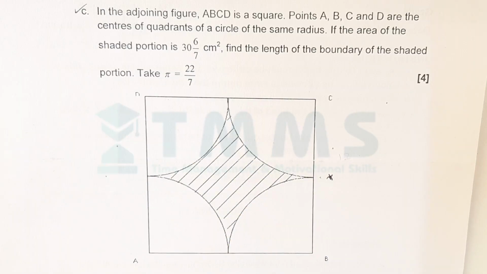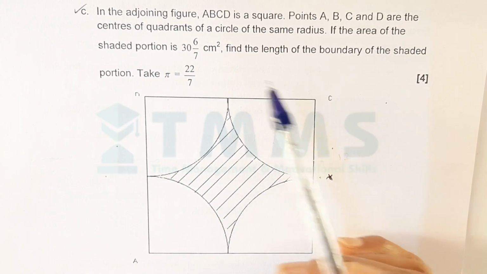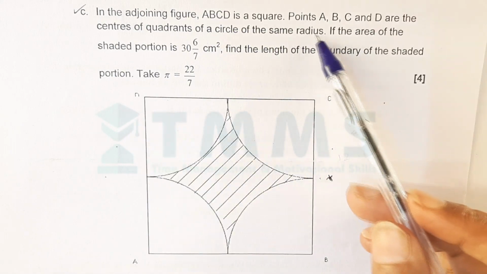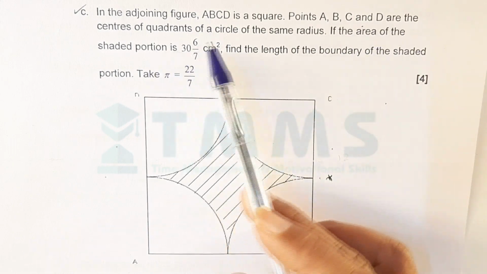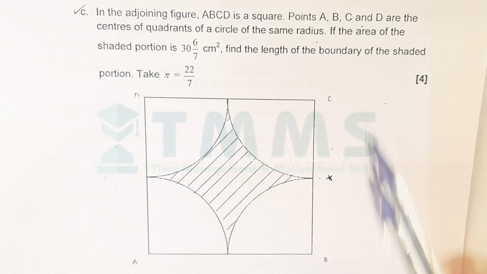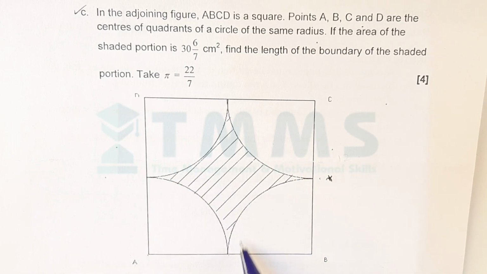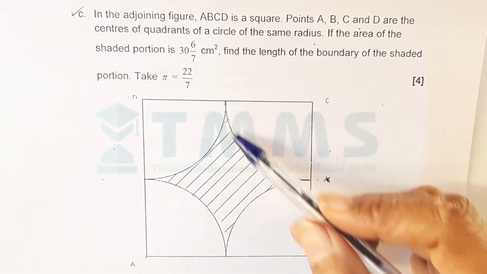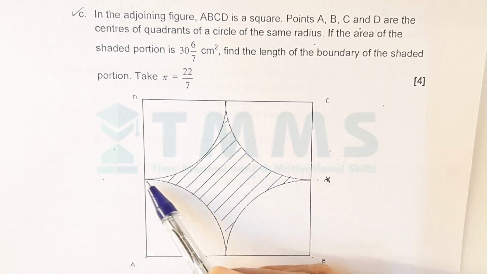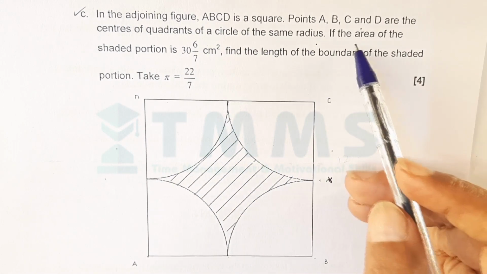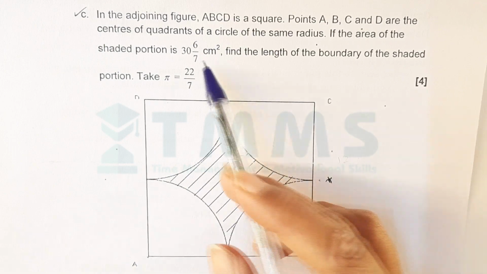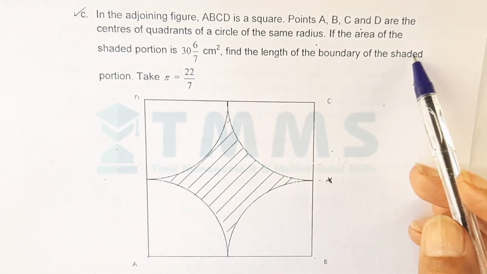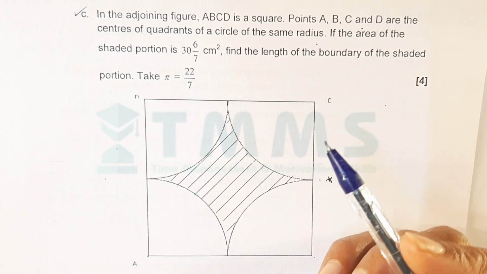Let's look at question number 4, which again I have taken from another paper. In the adjoining figure, ABCD is a square. Can you see this? ABCD is a square. And points A, B, C, D are the centers of the quadrants of circles of same radius. So can you see? This is a quadrant and A is the center of that. B is the center of this quadrant. C is the center of this quadrant. And D is the center of this quadrant. Are we getting it? All right. If the area of the shaded portion is 36 upon 7 centimeters square, find the length of the boundary of the shaded portion. Take pi equal to 22 upon 7.